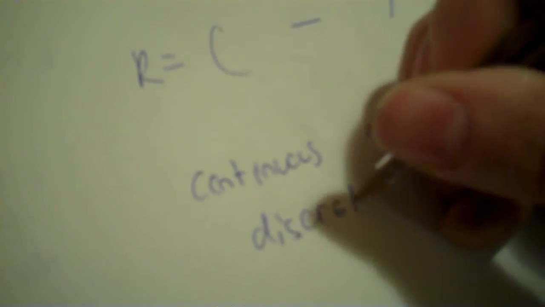So, domain, that's what your party favors go to, and your range is what your money would go to in the context of this problem. So, continuous or discrete. So 0 to 3.